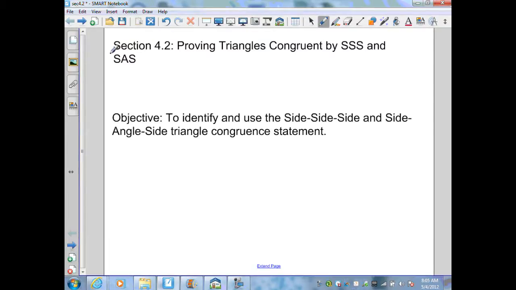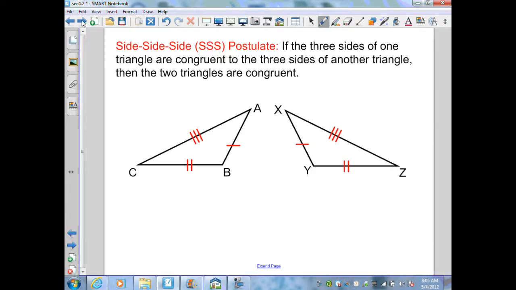Section 4.2, proving triangles congruent by the side-side-side postulate and the side-angle-side postulate. The side-side-side postulate, or the abbreviated version SSS postulate: if three sides of one triangle are congruent to three sides of another triangle, then the two triangles are congruent.